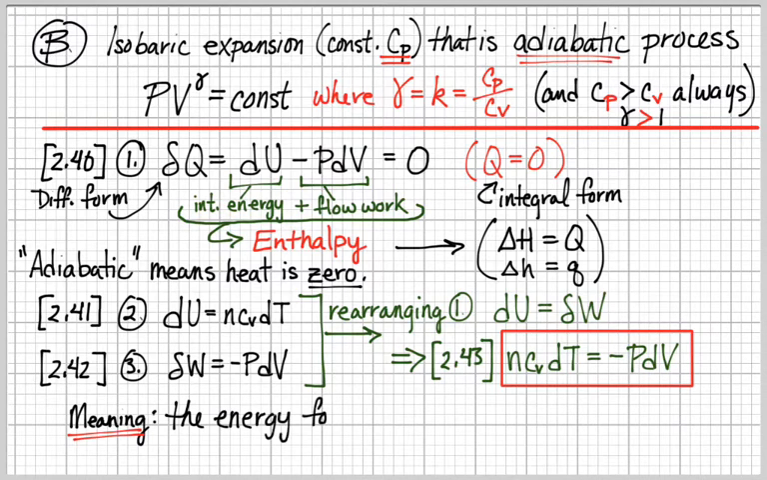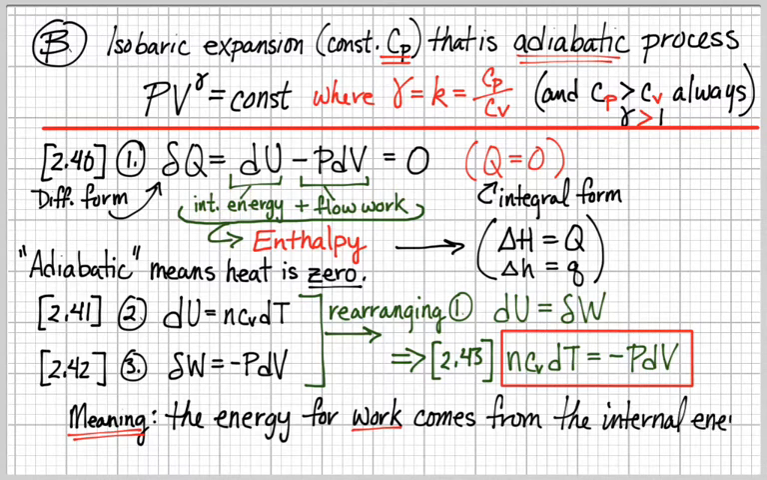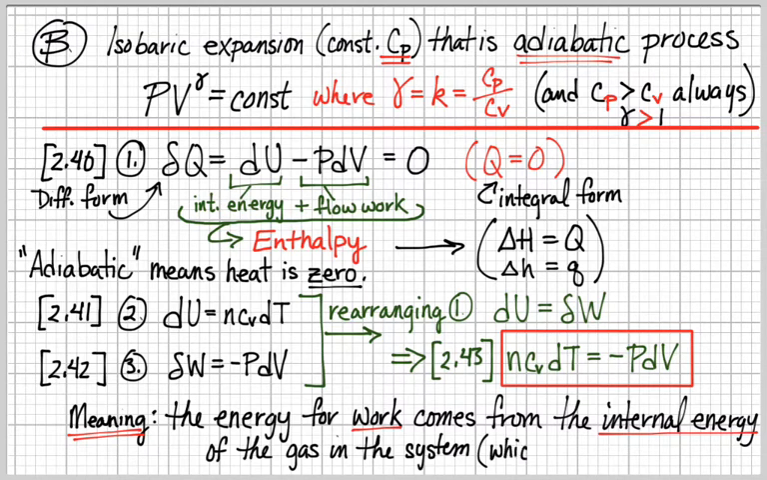What this means is that if I have an isobaric expansion process that is adiabatic in nature, the energy for work is going to come from the internal energy of the gas inside the system, right? So if I suck internal energy out of the gas, I will change the temperature of that ideal gas, because there's a direct relationship between the internal energy and the temperature of the system for an ideal gas. So all the energy for work in an adiabatic process comes from a change in the internal energy of the gas.